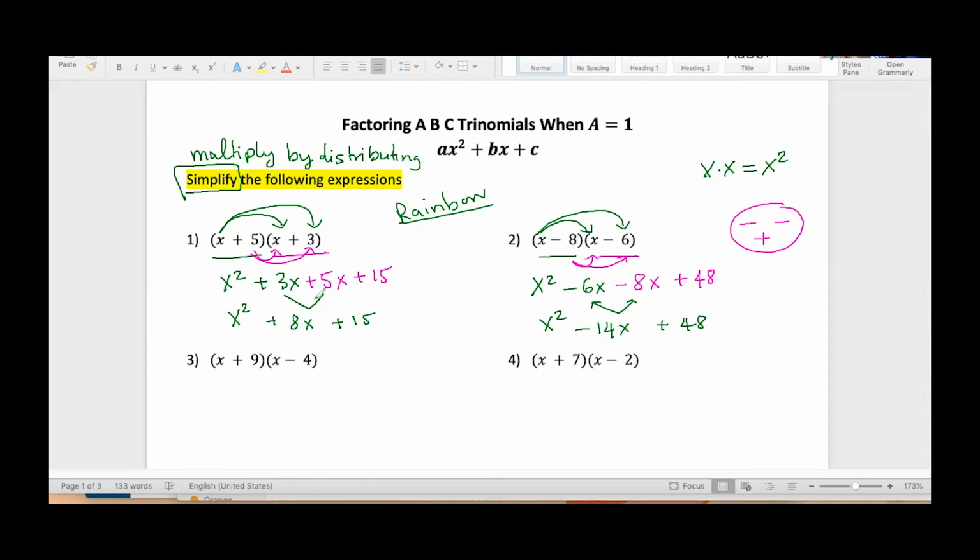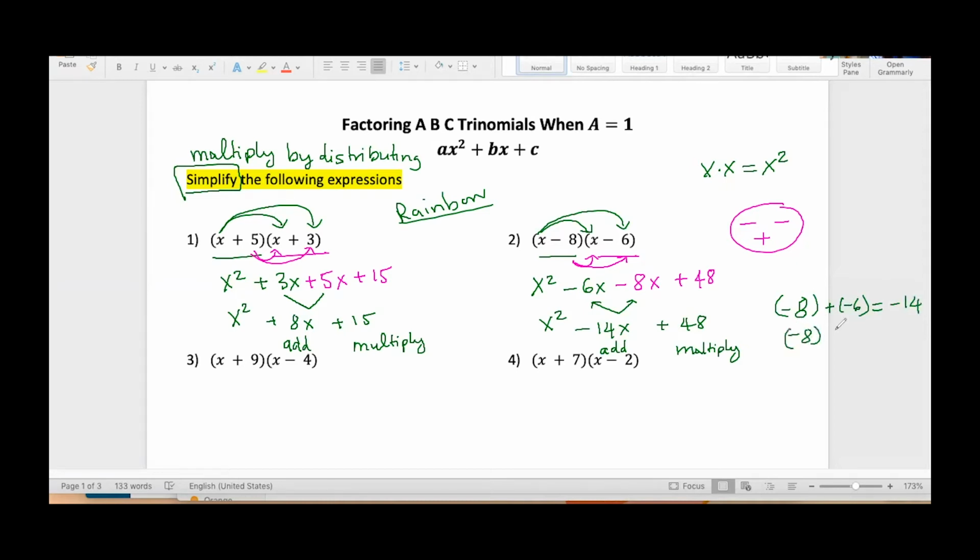We have 8x. In order for us to get this, what we actually did is add 3 and 5, right? So we add. And to get 15, we multiply 3 and 5. So we multiply. Okay. And then same thing over here, let's check. To get negative 14, we're going to add negative 6 and negative 8. So we add the middle item again. And then to get 48, we actually multiply negative 6 and negative 8. So we multiply. So let's write on the side so we can see. So negative 8 plus negative 6, giving you negative 14.